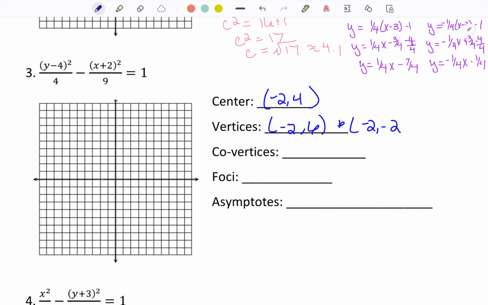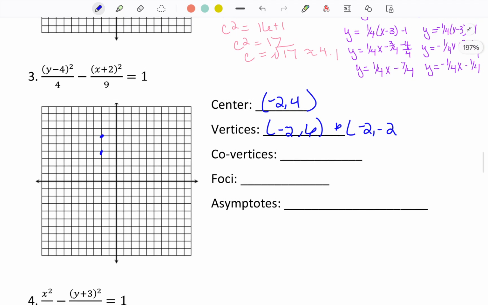So we actually should be -2, 1, 2, 3, 4. And then -2, 6 and -2, 2. I'm sorry. There we go. All right, so then our co-vertices, those are going to go side to side. And so our b should be 3 since it's the square root of 9. So that gives us co-vertices at 0, 3 and 0, -9.